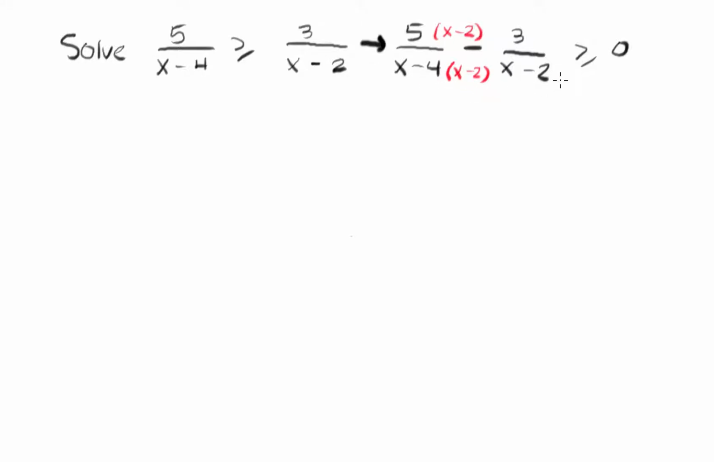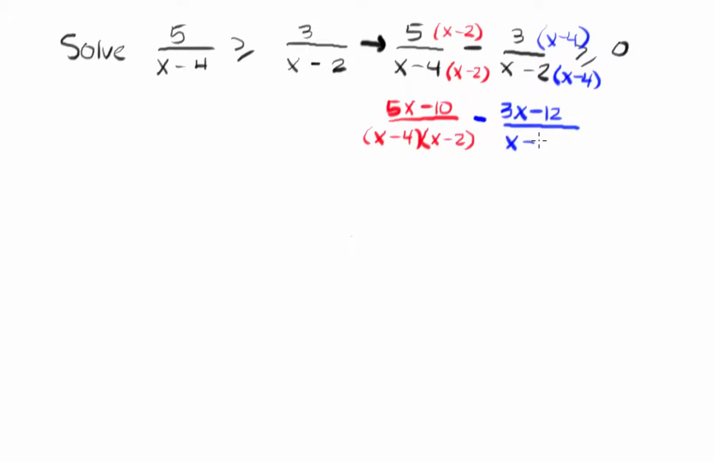I'll now have x minus 4, x minus 2. Then I'll do the same thing on this one, except multiply by x minus 4. So I'll go ahead and distribute that. What we get is 5x minus 10 over x minus 4 times x minus 2. Then we're also going to multiply this fraction, top and bottom, by x minus 4. And then we'll have minus, and we'll distribute, 3x minus 12 over x minus 2 times x minus 4 is greater than or equal to 0.